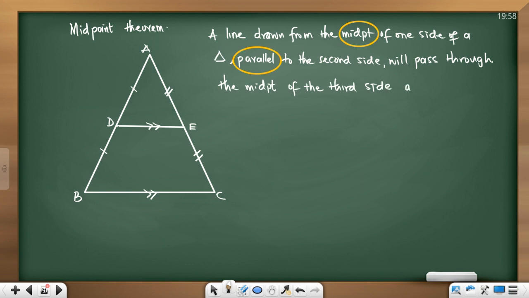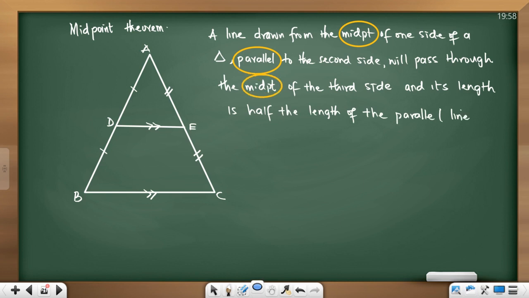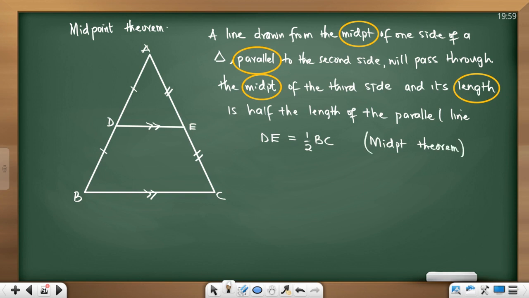All right? And its length is half the length of the parallel line. I'll tell you what I mean by that. Okay, we're going to circle all the things we spoke about, midpoint and length. So we're saying DE is going to be half of BC. And all you need to write in the exam would be midpoint theorem. So take note of that. AD is half, D is the midpoint. Let's put a note for ourselves there, the midpoint.